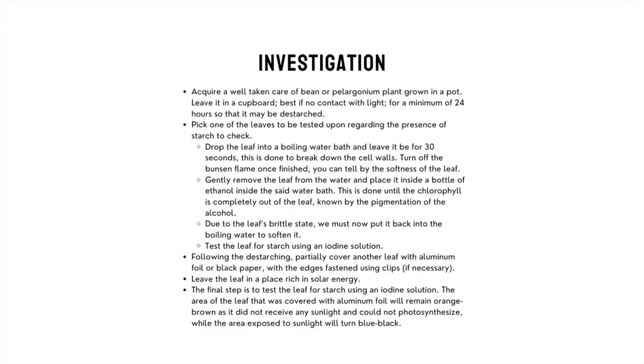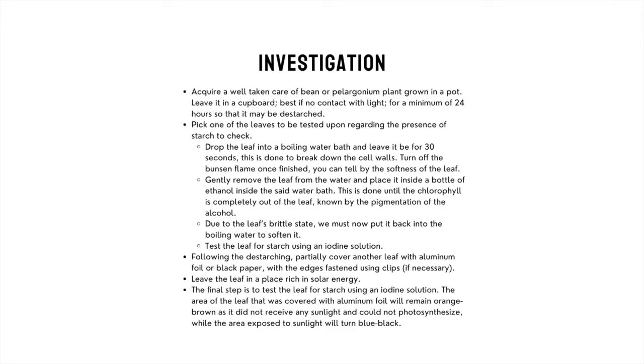And how do we test the presence of starch? First, we drop the leaf into a boiling water bath and leave it be for 30 seconds. This is done to break down the cell walls, and then you turn off the Bunsen flame once finished. You can tell by the softness of the leaf. Gently remove the leaf from the water and place it inside a bottle of ethanol inside the said water bath. This is done until the chlorophyll is completely out of the leaf, known by the pigmentation of the alcohol.